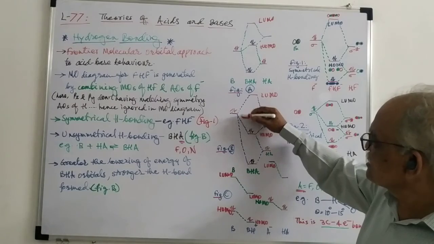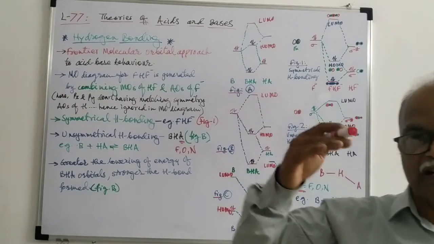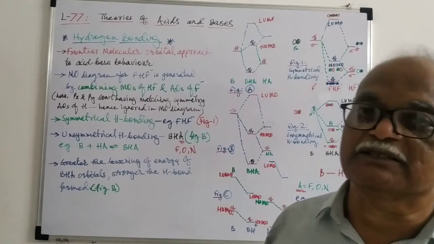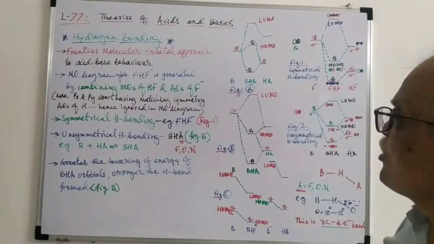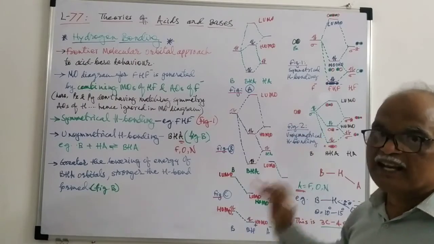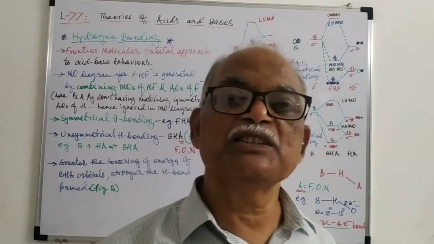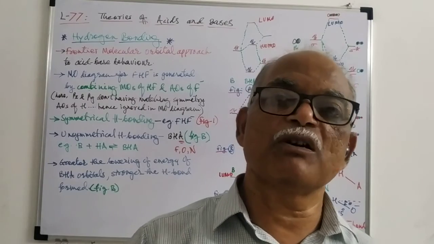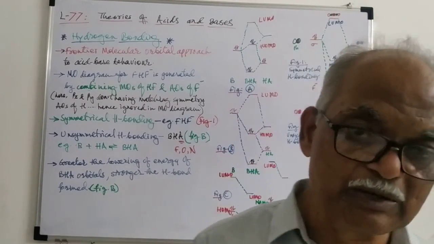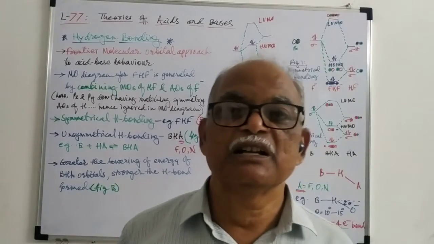And if the energy difference between these two is larger and larger, the strength of the bond is greater and greater. So this MO diagram of BHA or this FHF explains how the strength of the hydrogen bond varies, or where the bond is stronger or weaker. So with this we will stop our discussion.